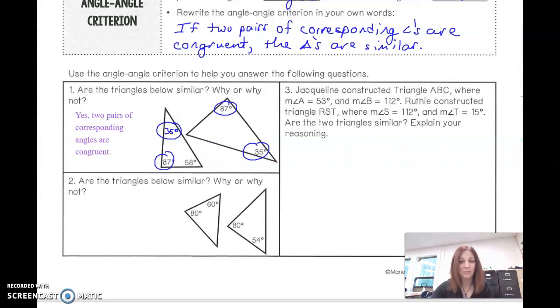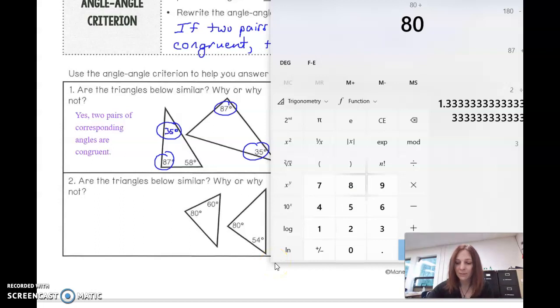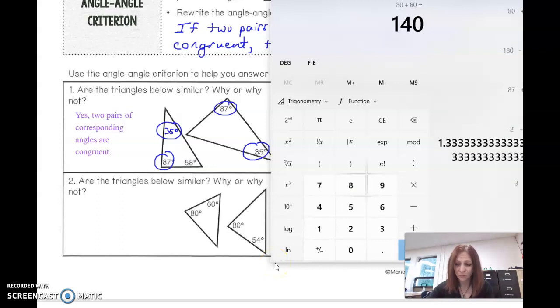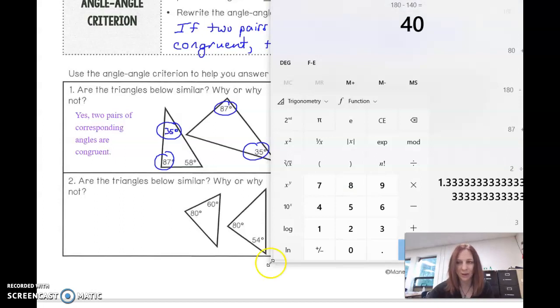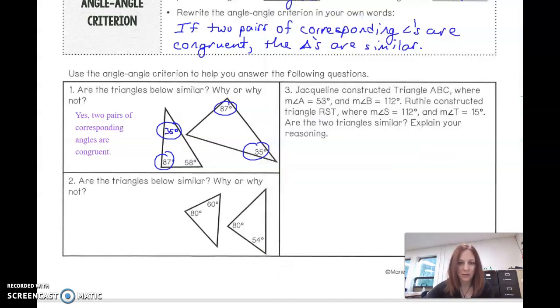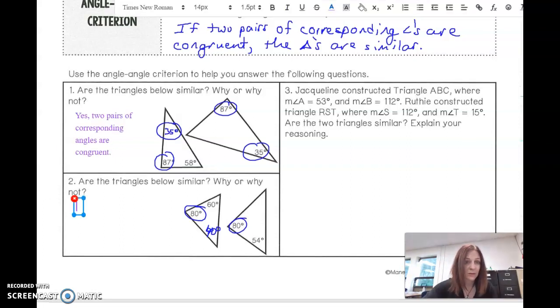Okay, so are these similar? Well, let's do the same thing. 80 plus 60 is 140. 180 minus 140 is 40. Okay. So if this is 40, guess what? No. These are the same, but that's the only one because this is 54. Okay? So we'd say no. Only one pair of corresponding angles is congruent.